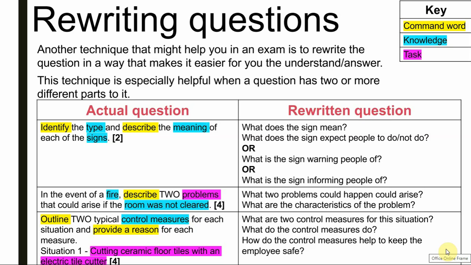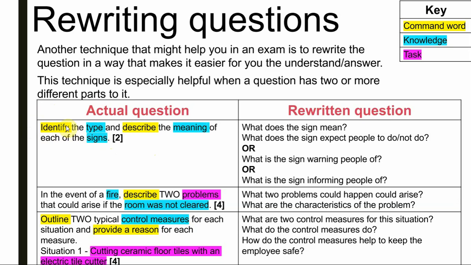So you need to know what your command words mean to do this, but it's a really good backup technique for you to be able to do. Okay, and then for your task, you're going to be rewriting some questions that I've popped in for you. So if we have a look here, we've broken it down already. We know that our command words are identify and describe.